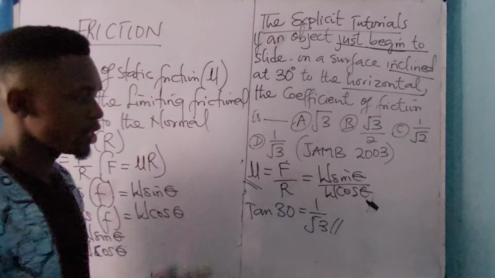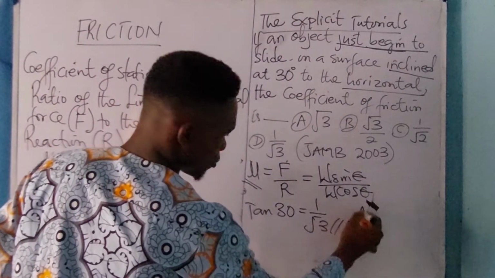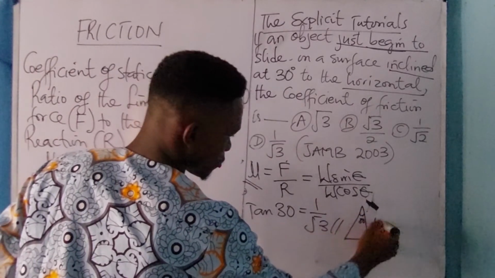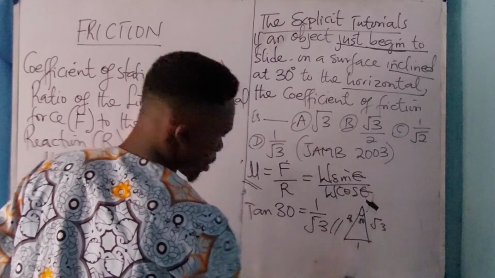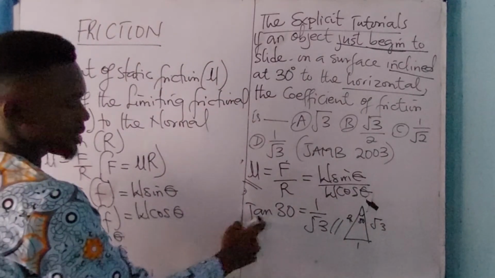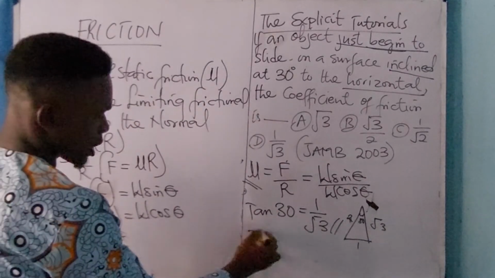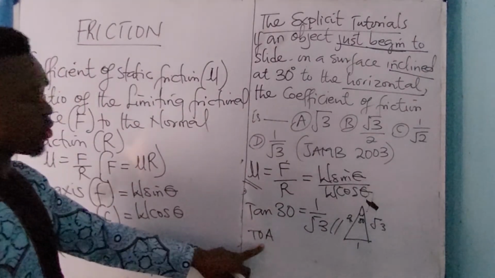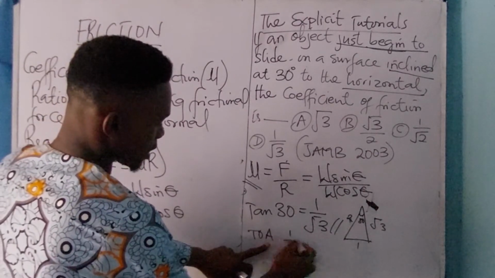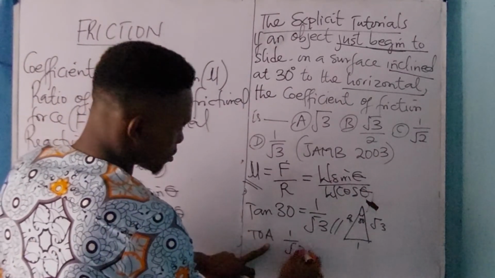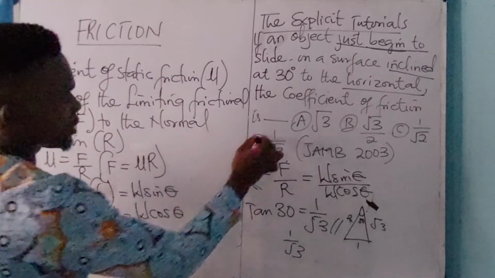Don't forget, from trig ratio, you have 30 degrees here, you have root 3, you have here 2, and you have 1. You know, tan is actually opposite over adjacent. Now opposite here is 1, then adjacent is root 3. So the answer is 1 over root 3, option D.